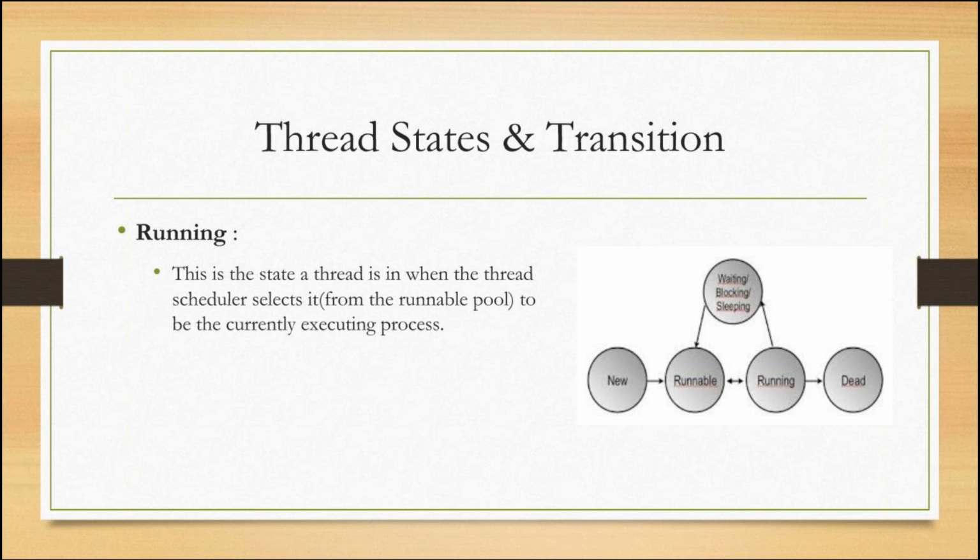When the thread is in running state, what is it doing? So when the thread is in running state, I can say that it will be executing the instructions which we have written in the run method. The thread will be executing the run method. When I say the thread is in running state, it is actually executing the run method.